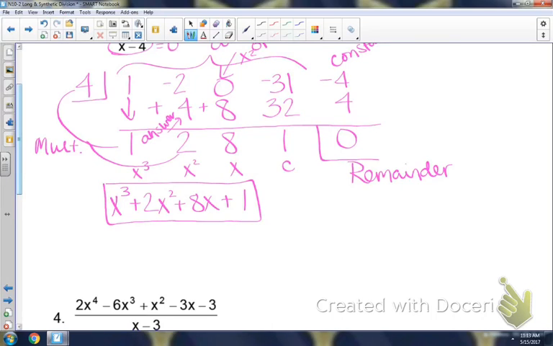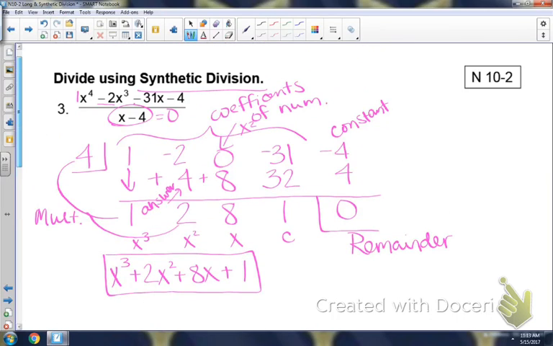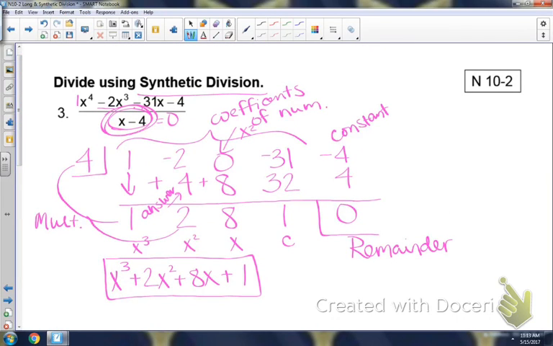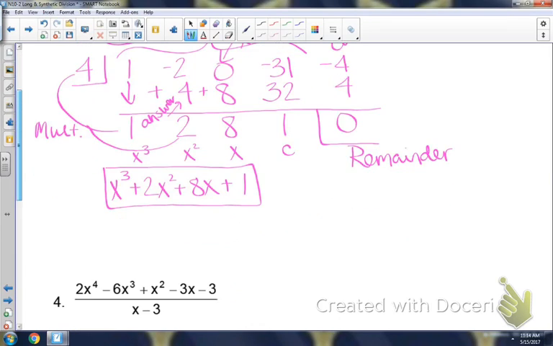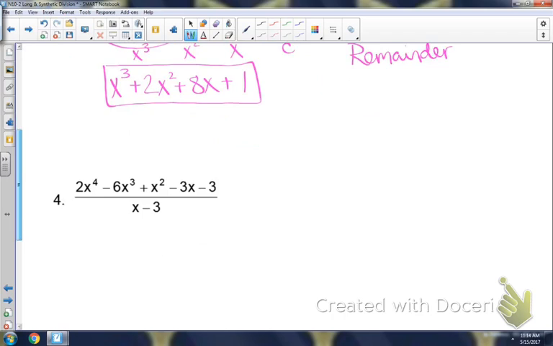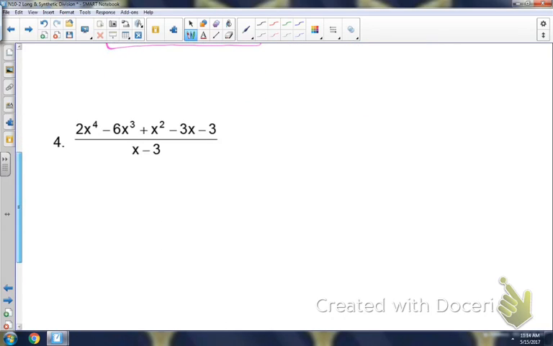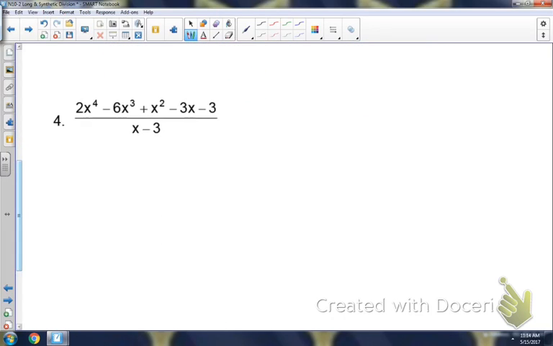Just like on the last one that we didn't have a remainder, to check it, we can multiply it by our original denominator, and then once we distribute and then combine like terms, it should give us back the numerator. So this is another way of dividing polynomials. So long division on the front, synthetic division on the back. Okay, last one, we're still using synthetic. So the first step is to set your denominator equal to 0, solve for x. So x would be 3.